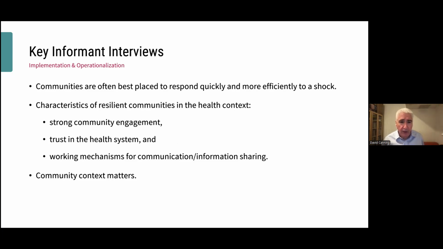They felt that communities were often best placed to respond quickly and efficiently to a shock, that there were standard characteristics of resilient communities, including strong community engagement, trust in the health system, working mechanisms, communication, and that the community context matters. And so I think they took the view that the components of the things in the resilience measures were correct, but the actual fighting over the details on exactly which resilience measure to use and the exact variables in each of those factors was not terribly important. So a gap between the academics and the practitioners.